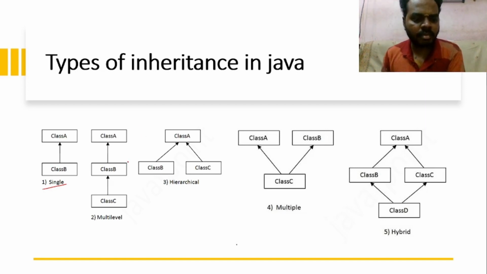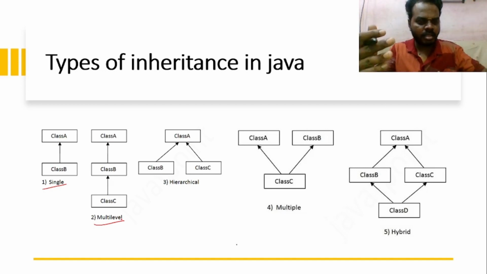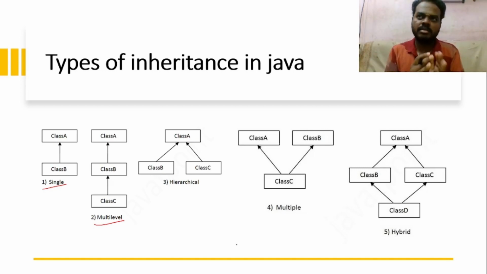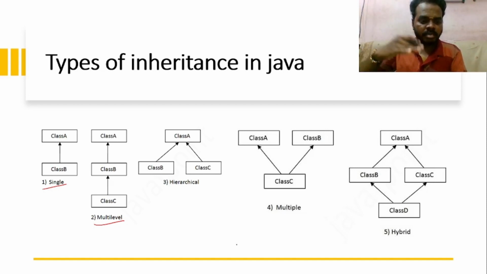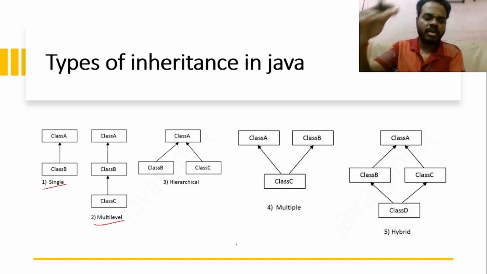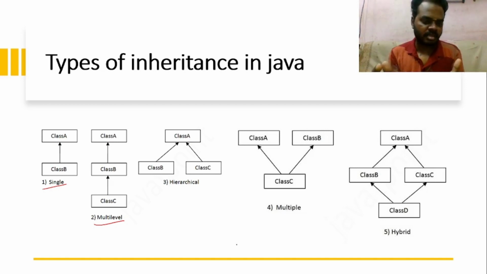The next thing is multi-level inheritance. This multi-level inheritance is where we have class A, class B and class C. For class B, the parent class is class A, and for class C, the base class will be class B. Since B is an intermediate class, it will act as a parent class and also as a child class.